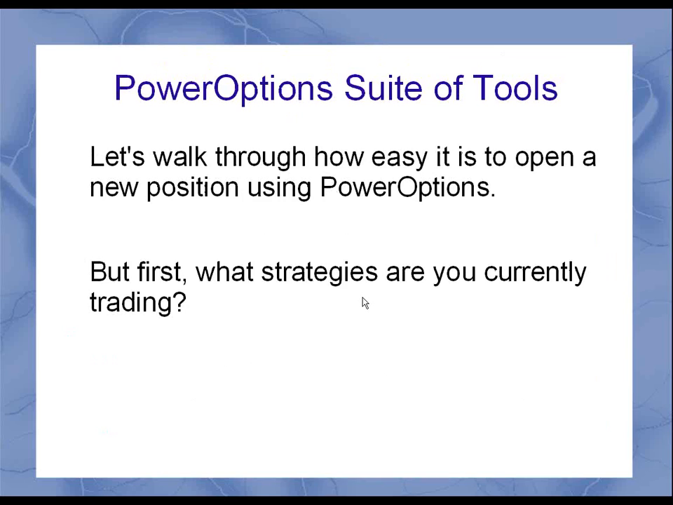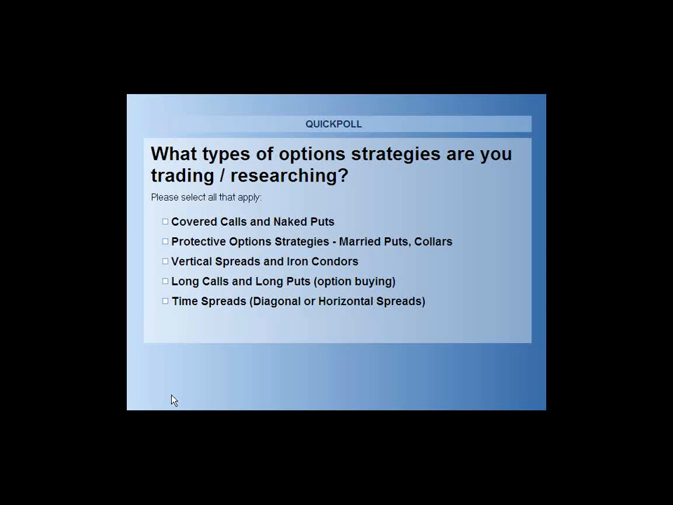So now we're going to walk through how easy it is to open, research, analyze, and track positions using the PowerOptions suite of tools. But first, so we can focus our presentation to what your needs are, we're going to launch a poll here, and I want to know, what strategies are you currently trading right now? Are you mainly looking at covered calls and naked puts, sort of income generation? Are you looking at protective option strategies, married puts, standard collars, or dynamic collar positions? Are you looking at the vertical spreads, credit spreads, debit spreads, or even iron condors? Butterflies might fall into that.